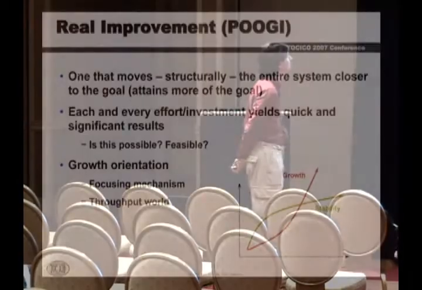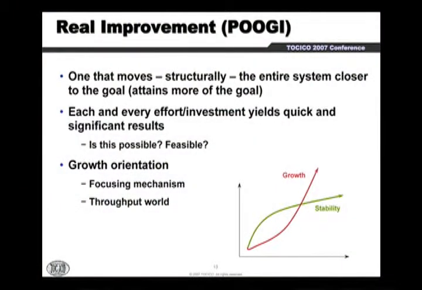So what is real improvement? One that systematically brings the overall system closer to its goal. And for that, we need to define the goal and define a measure to see if we're really approaching this goal as time progresses. And the problem is the following. How can we answer this question? Each effort investment should yield quick and significant results, one after the other. How can we answer that?